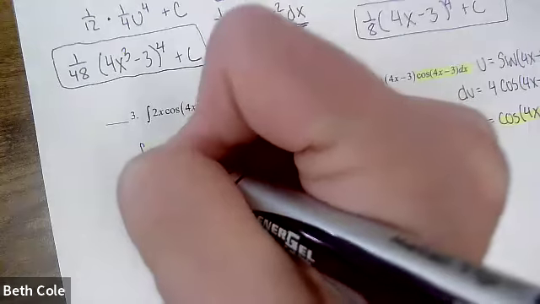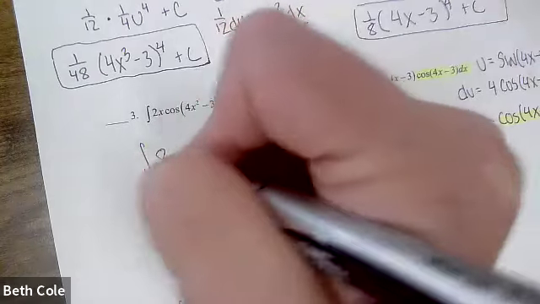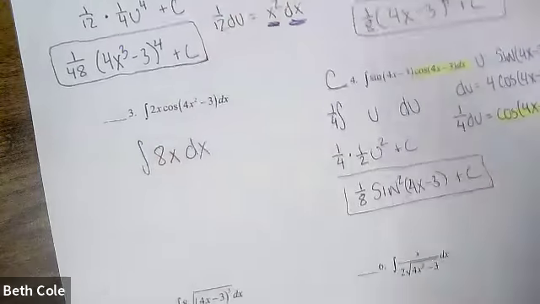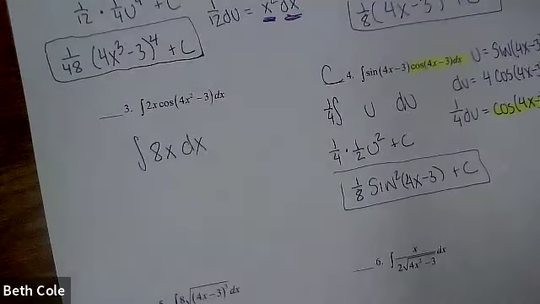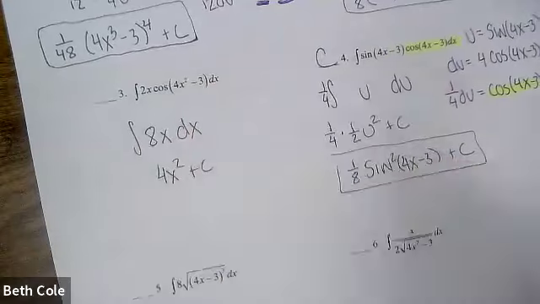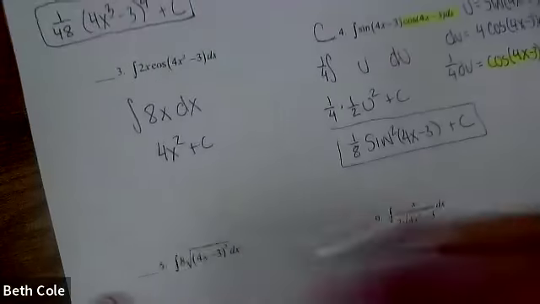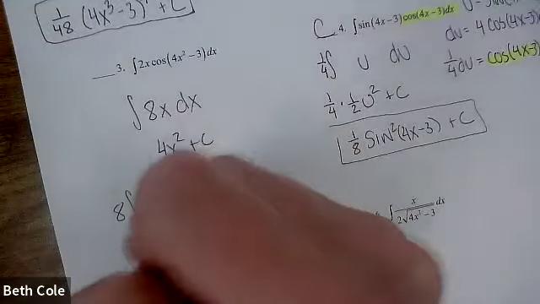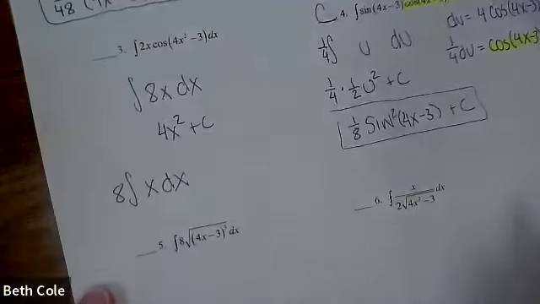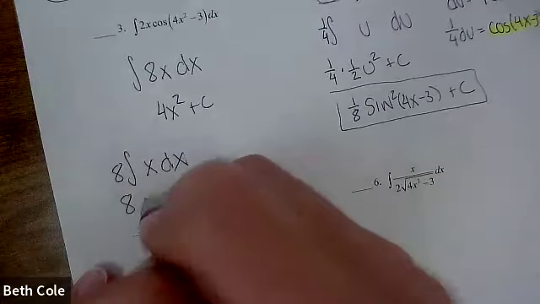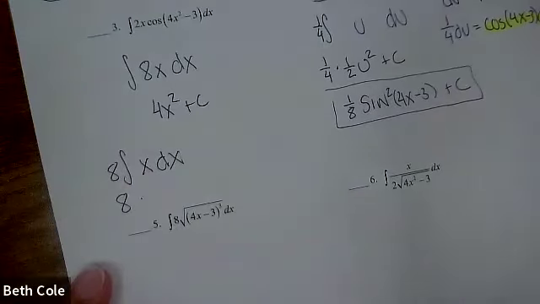Let's do 8x dx. Okay, let's do this just real quick so you can see how it works. Your antiderivative would be 4x squared plus c. Do we all see that? Or I can take the 8 out and make it just x dx. The 8 is kind of just there. What's your antiderivative of just x?